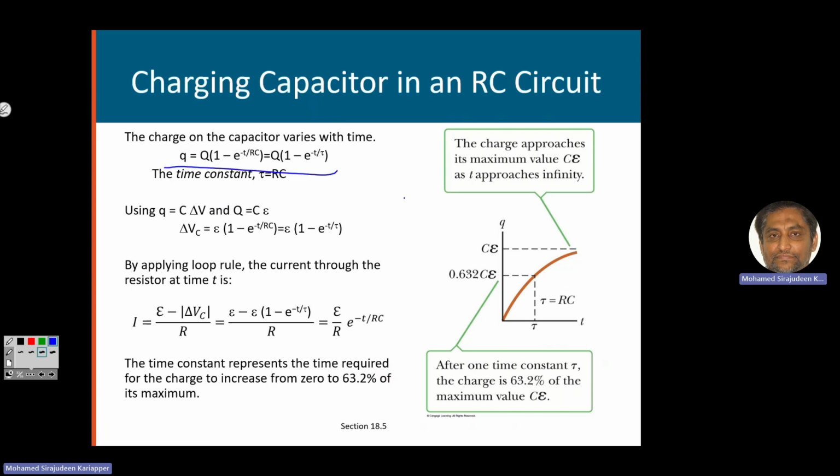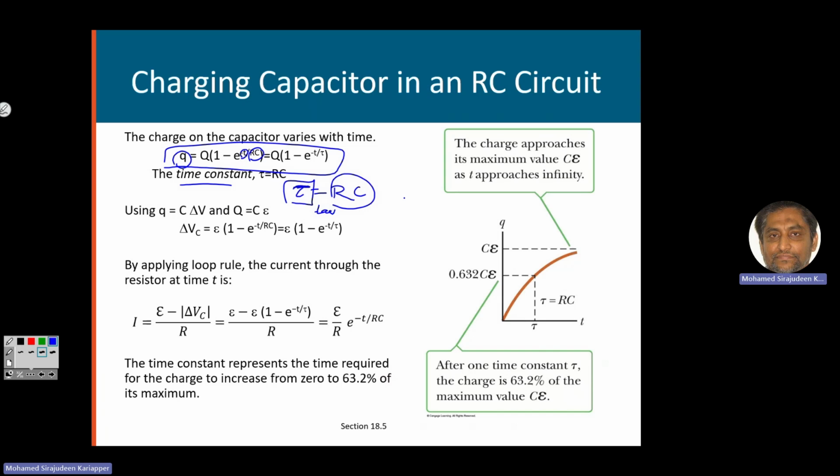I started with the charge at any time t, given by this equation, and we call this value R into C the time constant, and we use the symbol tau, the Greek letter tau. We use the same symbol for torque also, but don't confuse that with this. That is in mechanics; now we are in electricity. In an RC circuit, we define something called the time constant. It is equal to the product of the resistance and the capacitance, and we use the symbol tau to denote it.